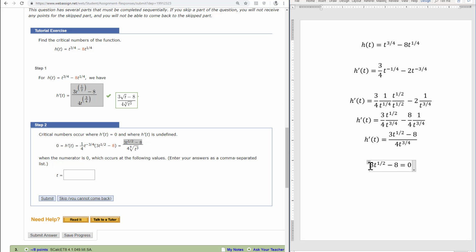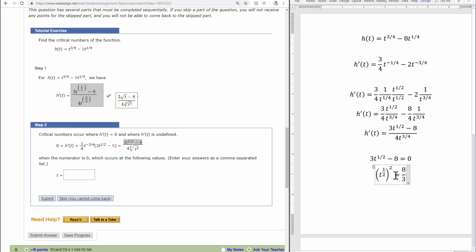Let's bring the 8 over to the other side. That becomes a positive 8. So take that away, put a positive 8 over here. Let's divide by 3. And then let's take the square root. This is a square root, so to undo the square root we have to actually square this. So if we take this t to the 1/2 and we square it, we're going to get just t, and that means we also have to take this guy and square it.